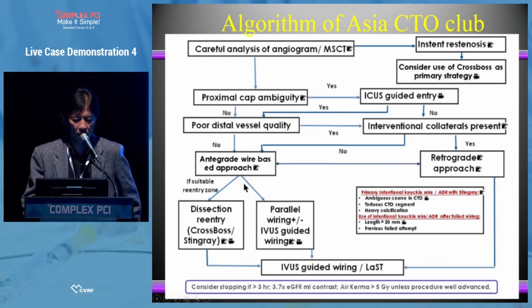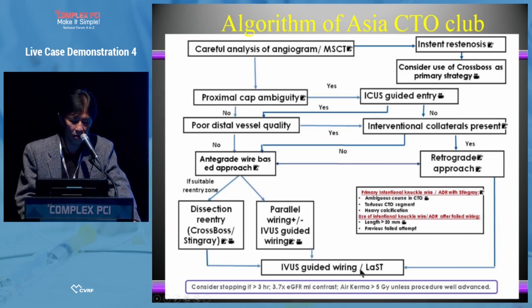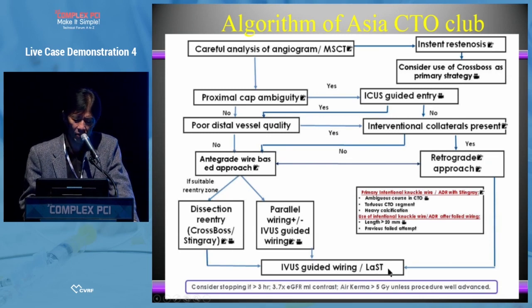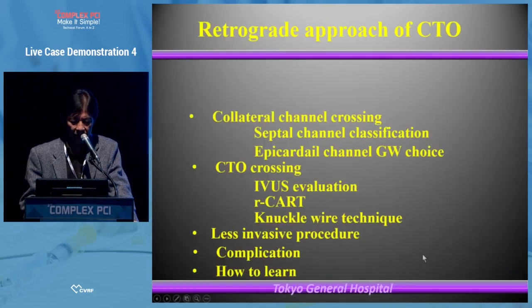So the antegrade method first of all, as you know, is wire escalation, and if that fails, dissection re-entry or parallel wire and IVUS guiding. And finally, for retrograde and antegrade, IVUS is very important, with guided wiring or sometimes STAR techniques, and in retrograde also IVUS can confirm where the wire is.